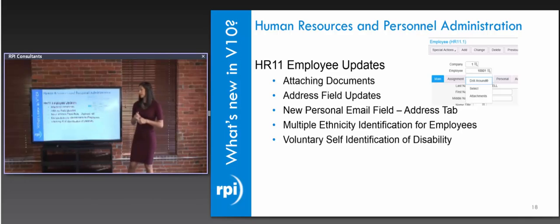Lastly, the voluntary self-identification of disability. So for the disability field, I believe that's also on the personal tab, there's a new option that says don't wish to answer. So if an employee does not wish to volunteer that information, they can select the do not wish to answer button.